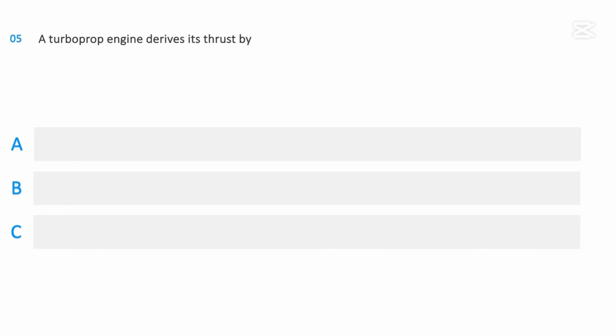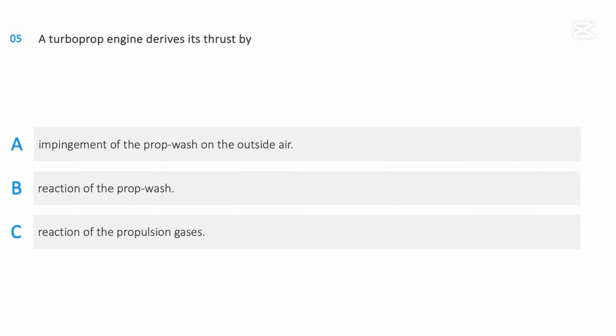A turboprop engine derives its thrust by impingement of the prop wash on the outside air, reaction of the prop wash, reaction of the propulsion gases. The correct answer is: reaction of the prop wash.